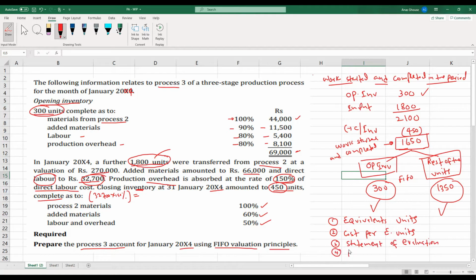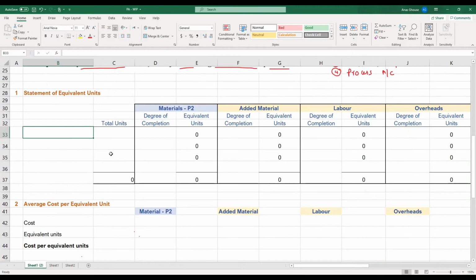Finally, we need to prepare the process account. So these are the 4 steps that you need to follow. Now let's move on to the calculation part of it. Let's prepare the statement of equivalent units first.